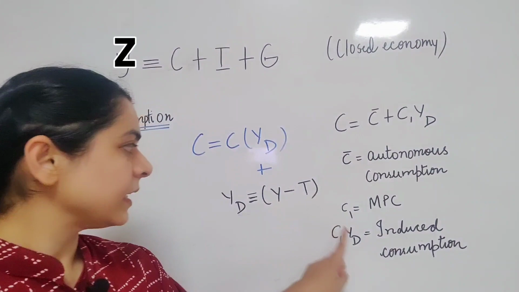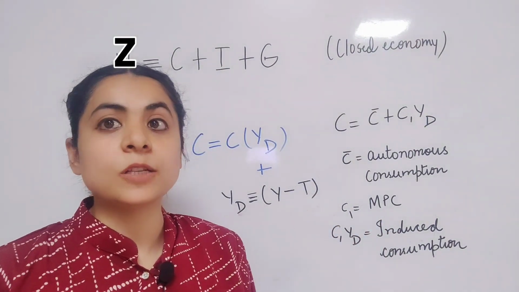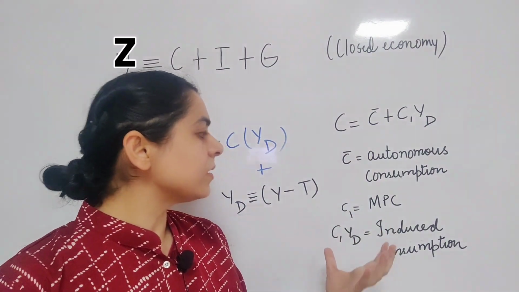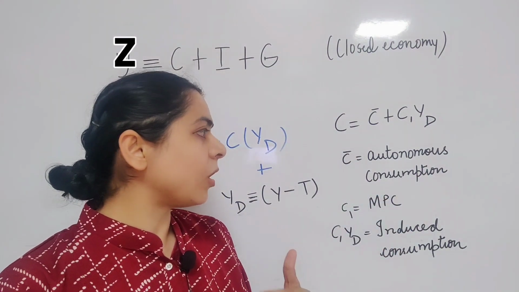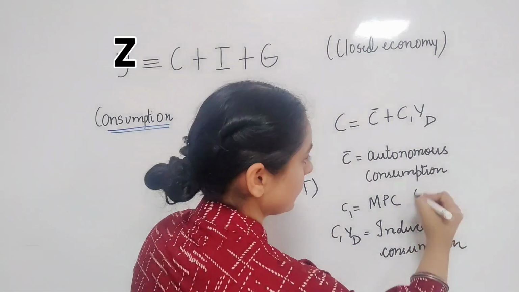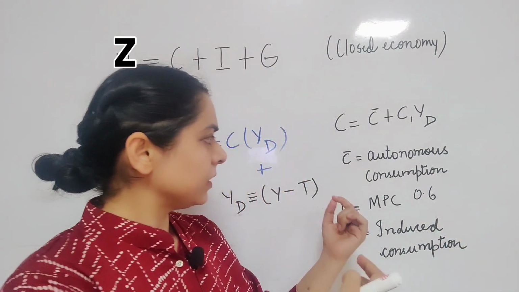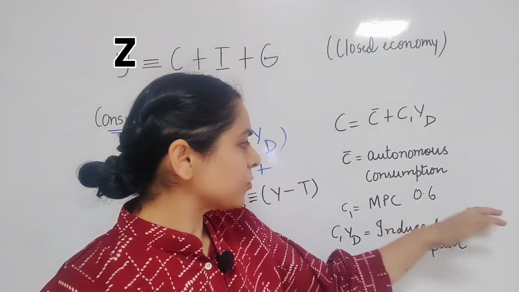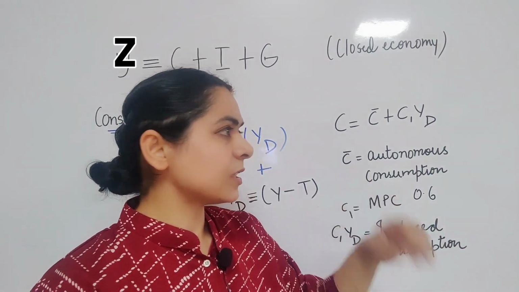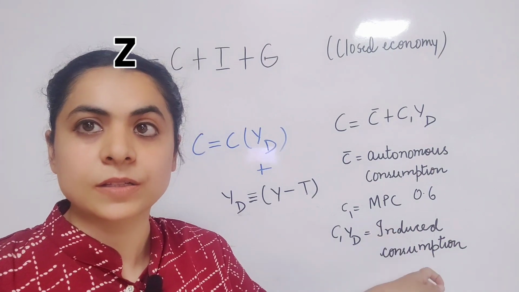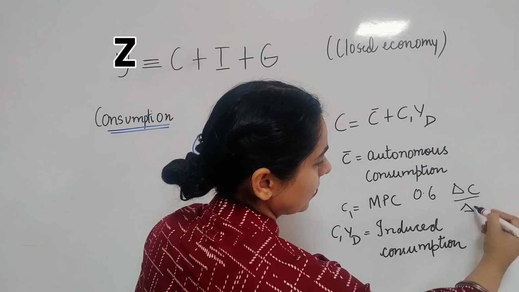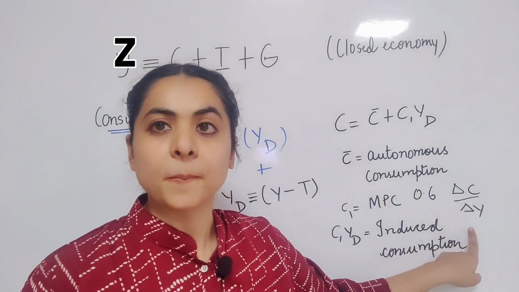Next is C1, which represents MPC, or marginal propensity to consume: the effect of an additional dollar of disposable income on consumption expenditure. Let's say that MPC is 0.6. That means an additional dollar of disposable income will lead to an increase in consumption expenditure by 60 cents. So we can represent it as change in consumption with respect to change in disposable income.